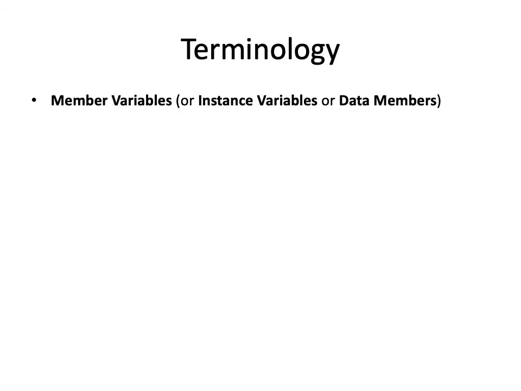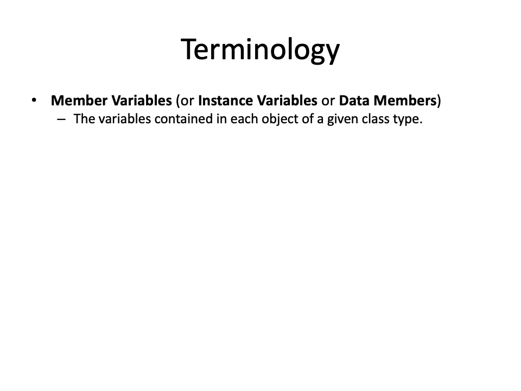Let's move on to some terminology. When we create a variable or create a class, we're going to give it some member variables. These are also known as instance variables. That's what I learned, and that's how I like to refer to them, but sometimes you'll hear them called data members as well. They're all referring to the same thing. It's the variables that are contained in each object of a given class type.